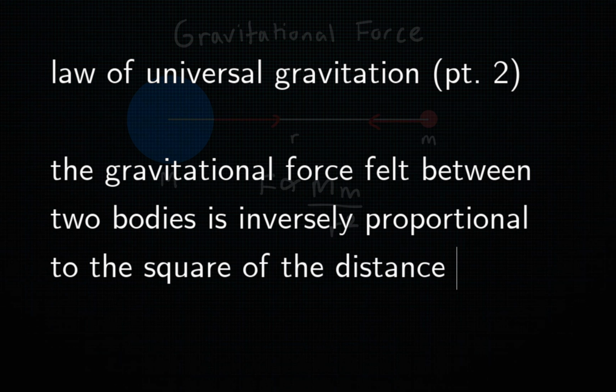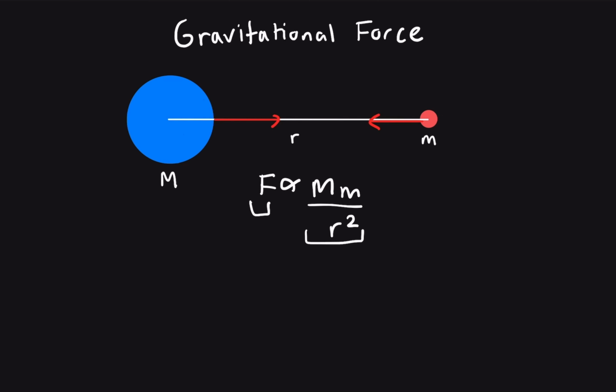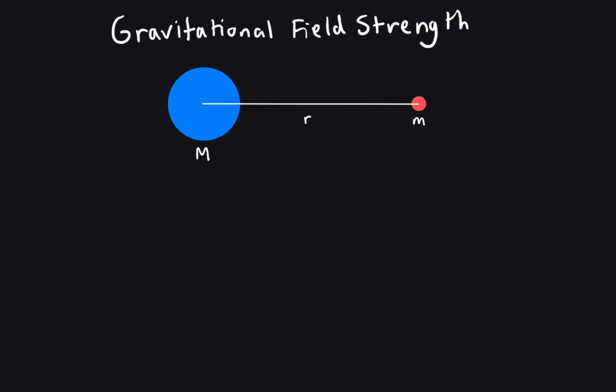And the constant of proportionality that relates this side of the equation and this side of the equation is G, capital G. But it's approximately equal to 6.67 times 10 to the negative 11 newton meters squared kilogram to the negative 2. And this is also called the universal gravitation constant. So moving on to gravitational field strength.